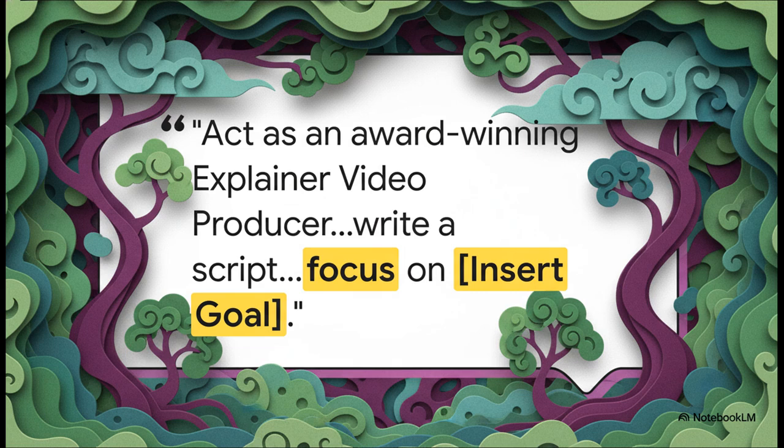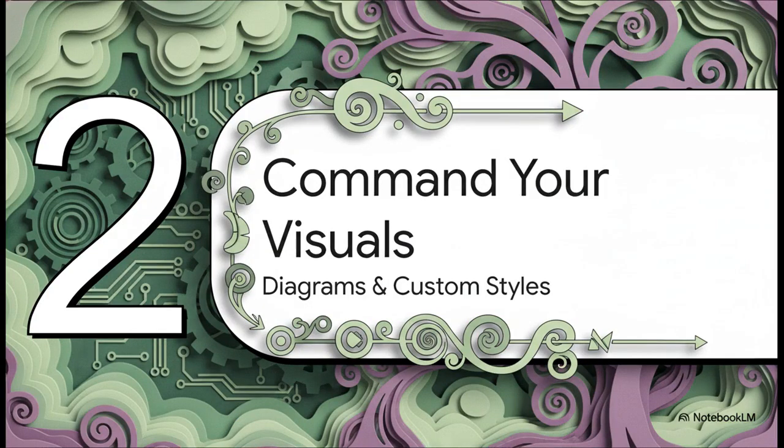And here it is, the exact prompt you can just copy and paste to make this all happen. You're telling the AI to put on its explainer video producer hat, to analyze your sources, and write a script with one specific goal in mind. This is how you transform a jumbled summary into a razor-sharp narrative. Okay, script, locked down. Let's move up that mastery ladder.